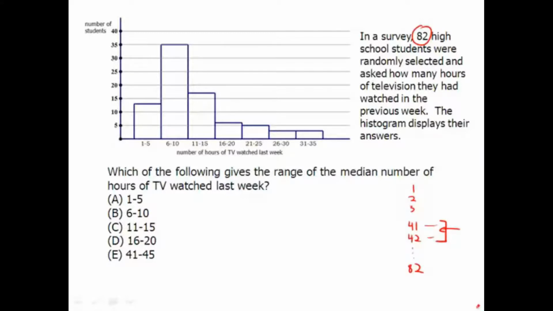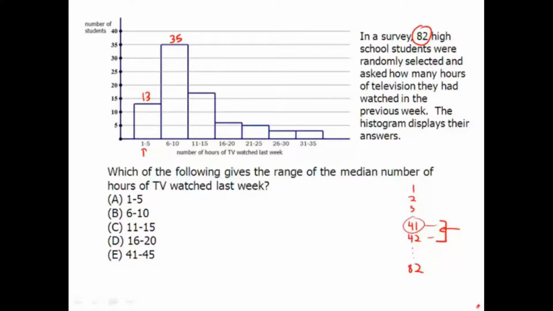That would be the median. Well, where are we going to find the 41st value? Well, think of it this way. This column has a height of 13. The first 13 numbers on the list are there. This column has a height of 35. The next 35 numbers on the list are here.